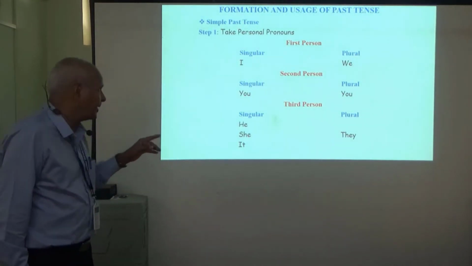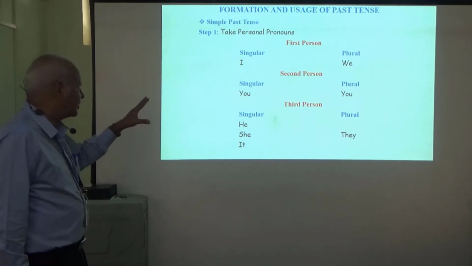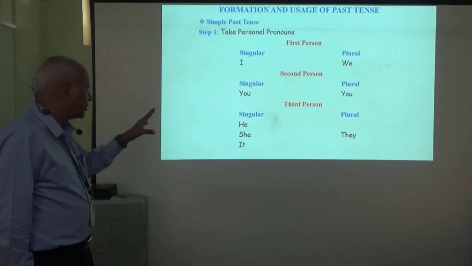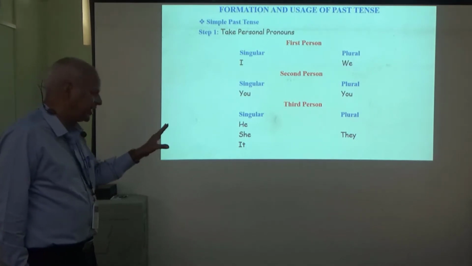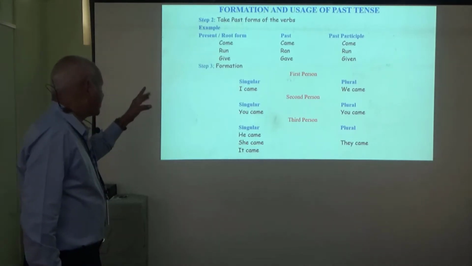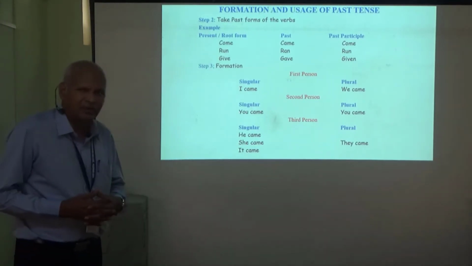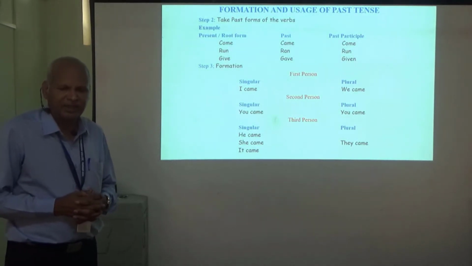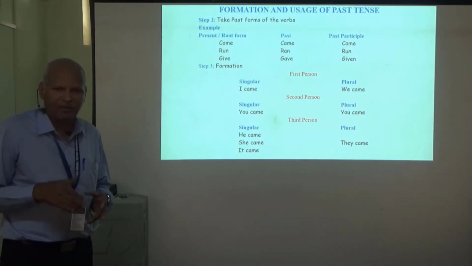As I said in the beginning, this is the basic structure one has to remember initially to become perfect in formation of tenses. The first one, take personal pronouns, first person, second person, third person as usual: I, we, you, he, she, it, they. This is the first step. Then step 2, take past forms of the verbs.